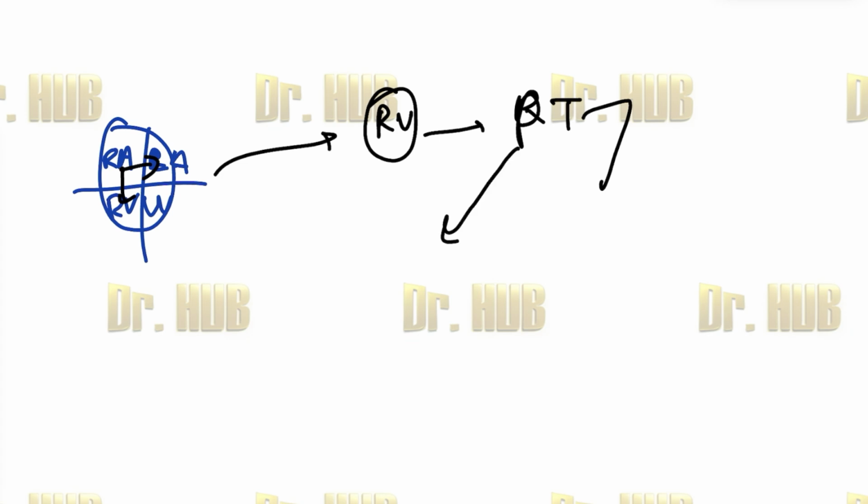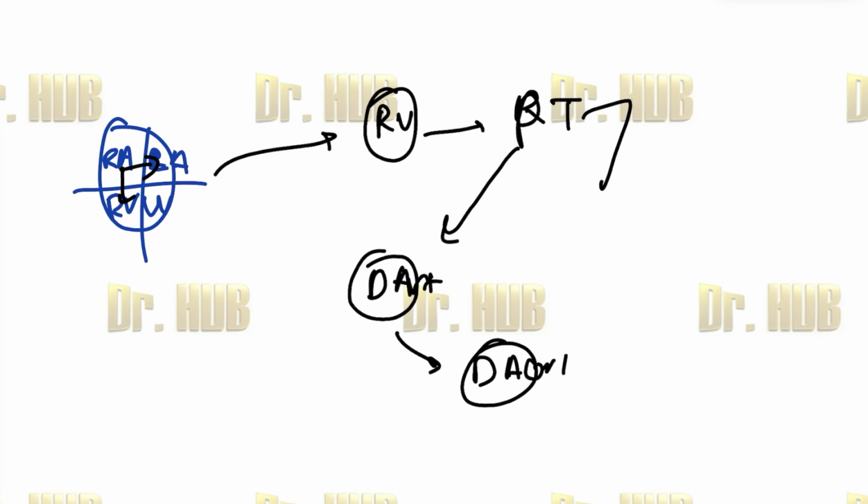First, it can go to the ductus arteriosus. Then ultimately it can move on to the descending aorta. So DA and DA: ductus arteriosus to the descending aorta.